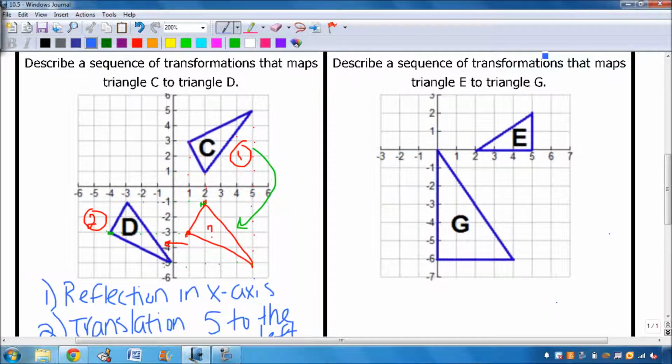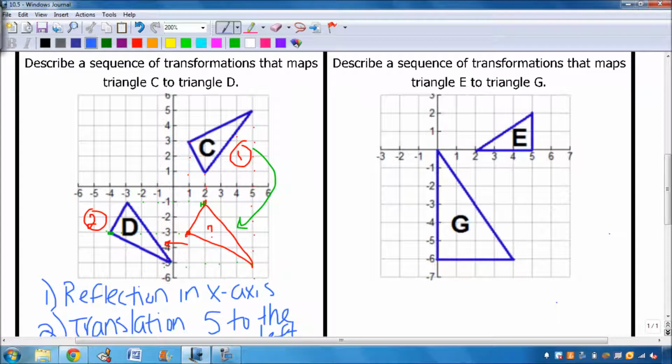Okay? Right, so example 2 says, describe a sequence of transformations that maps triangle E to triangle G. So this has several different transformations, but you need to understand that this is your starting point and this is your ending point, okay? So how do I do this? Well, I know for a fact that my triangle is going to move to the left. I'm going to try this and see what happens.